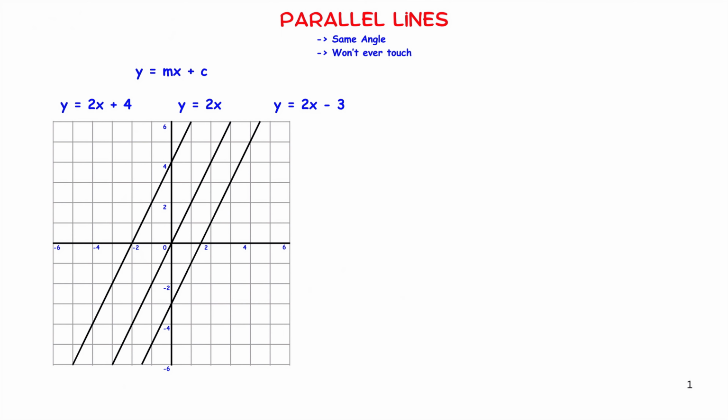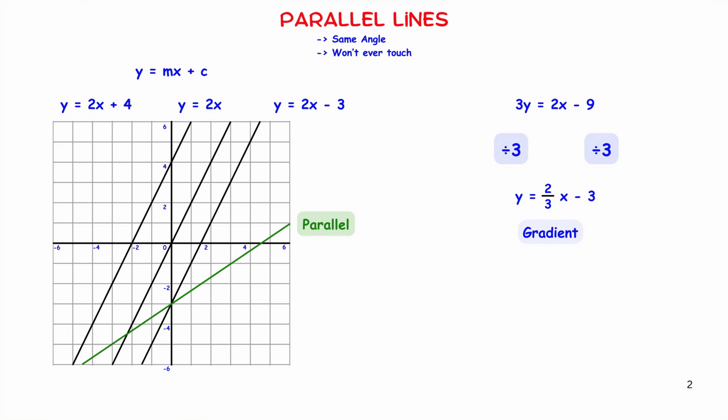Now, one thing that you need to watch out for is that the equations that you're given are actually in the form of y equals mx plus c. For example, if we had the equation 3y equals 2x minus 9, the number in front of the x is a 2, so you might think at first that the gradient is 2 and is parallel to our other lines. However, this equation isn't actually in the form of y equals mx plus c, because we shouldn't have any numbers in front of our y.